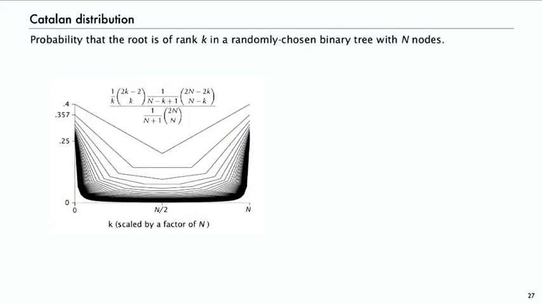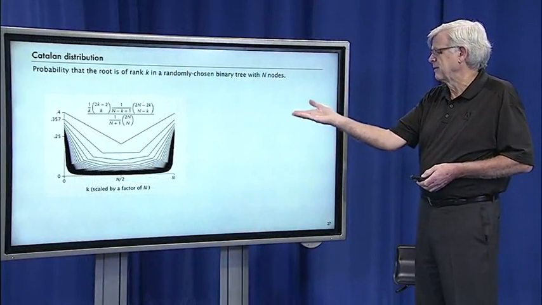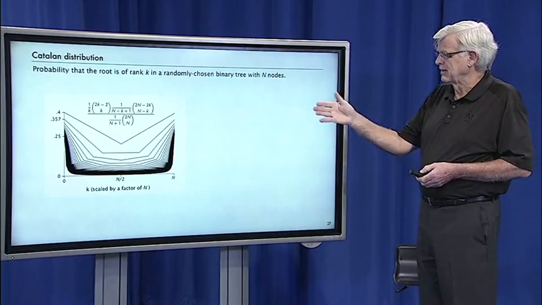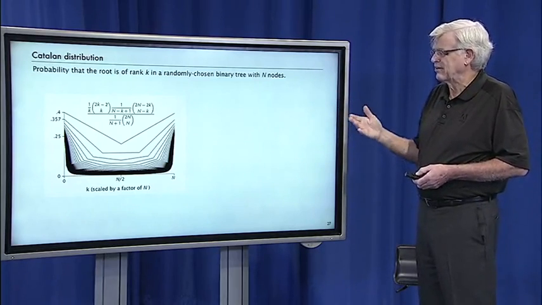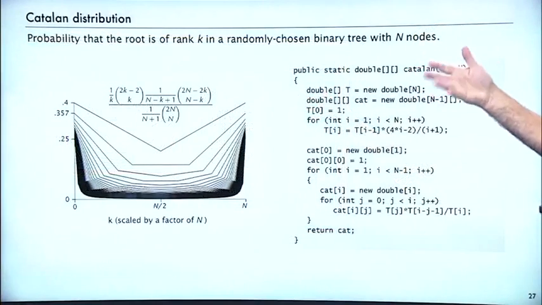In fact, here's a plot of that Catalan distribution, that the root is of rank k in a randomly chosen binary tree with n nodes. And again, this is normalized the way that we usually do these distributional plots so that we can see how it converges to a curve. And look at the curve. Most of the weight is off on the edges, extremely close to the edges, in fact. So as n gets larger, the probability that the root is of rank n over 2 becomes exponentially small. And the probability that the root is the smallest or the largest is actually a quarter. So it's actually a pretty good chance that it's going to be unbalanced.